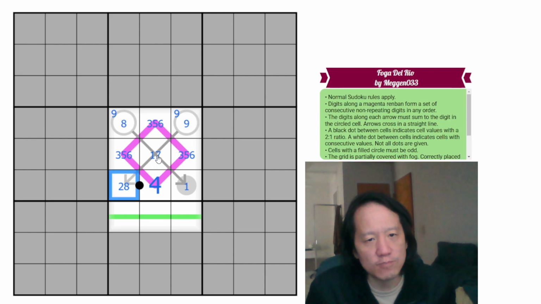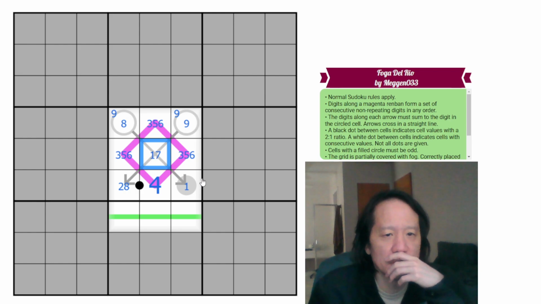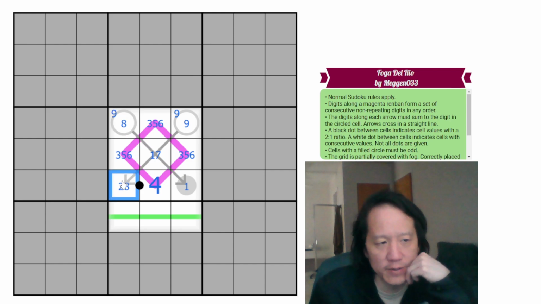You have 8 and 1. This is an odd number. So it could, wait, 8 and 1. How does that work? It cannot be 7 and 1 here, right? If this is 7 and 1, this would also be 8, which is not allowed here. So we tried 8 and 1.